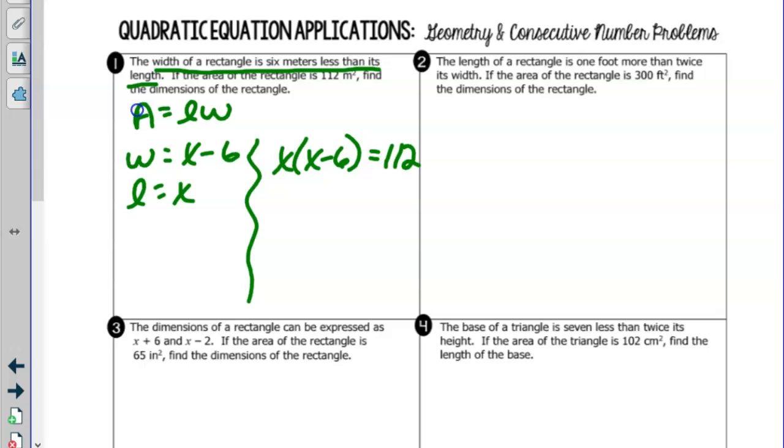So what would I have to do to solve this equation first? Before we do that, distribute, very good. So we're going to do x squared minus 6x, and it's equal to 112. It's not in standard form yet, so what would be another step we'd need to do? Very good. So x squared minus 6x minus 112 is equal to 0.